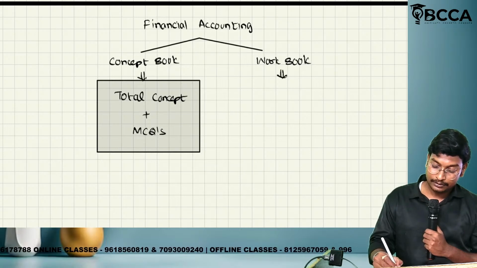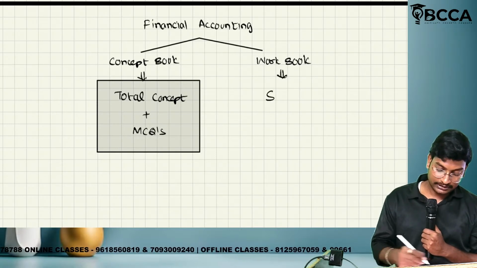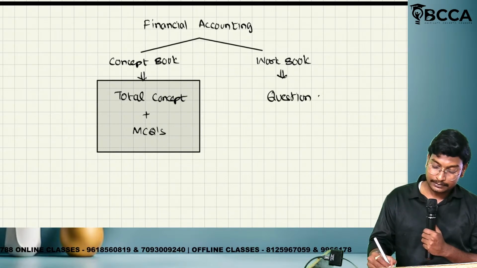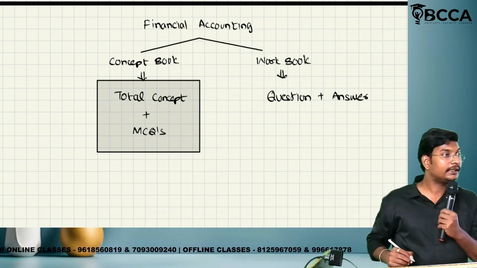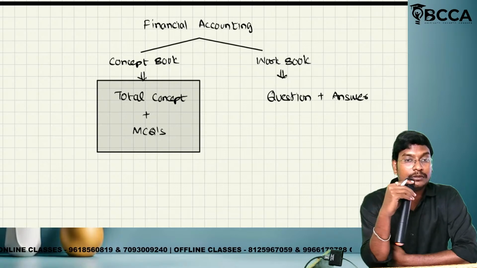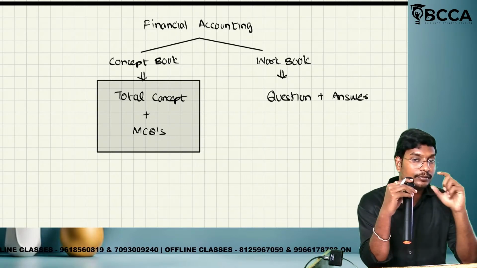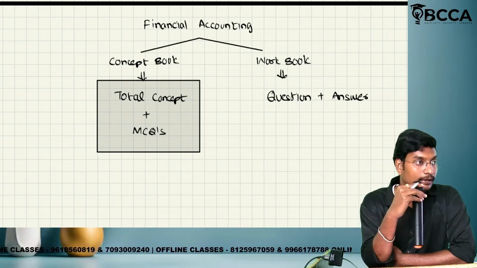Next, in the workbook, what do we have? Sums or questions. Question plus answer, or we can call it illustration plus solutions. So our book is the lengthiest book. Our book will be somewhat bigger when compared to other books, because we have answers also.